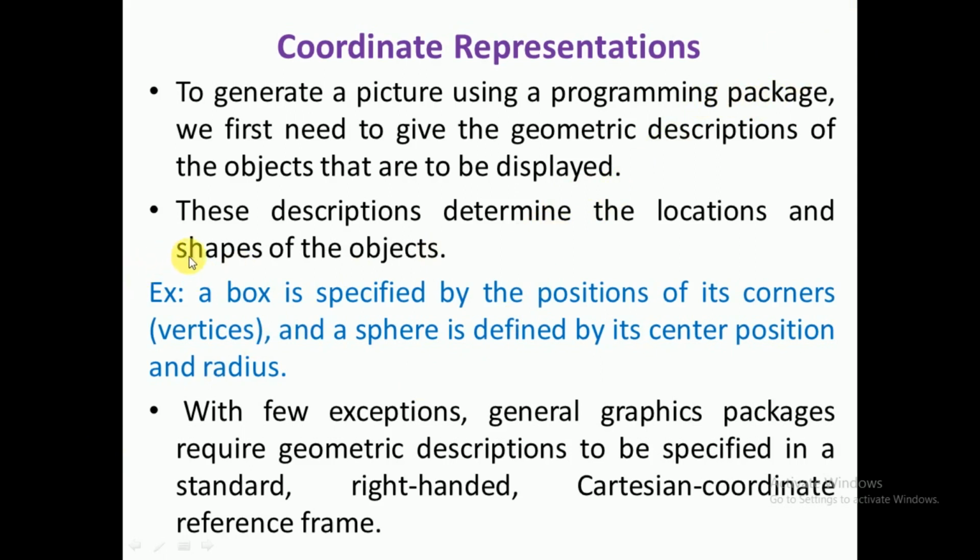Right? These descriptions determine the location and shape of the object. They have to determine exactly where on the monitor, and what is the shape of that object. For example, a box is specified by the positions of its corners. What I say is, when you are drawing a box on my monitor, I will simply mention the vertices. And a circle's shape is defined by its center position and radius.